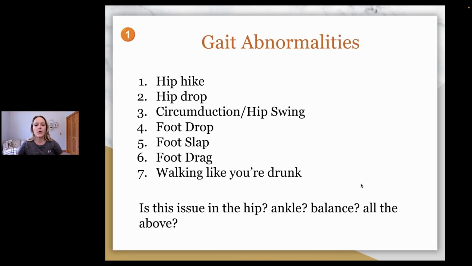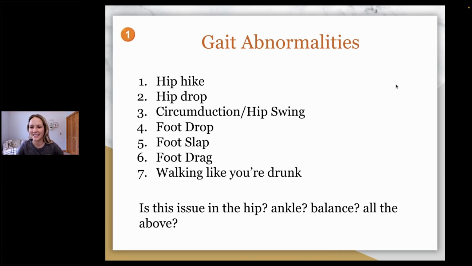Okay. So there's lots of different gait abnormalities that are common in MS. We're going to talk about 7. And so what we're going to do is go through each of these 7 on the next 7 slides and discuss what the issue is and things that we might be able to do to help. But I'm curious, as you look at this list, is there anything that you know that you have? And I saw at least 1 or 2 people already mention hip hike, but just looking at this list, do you know if you have hip hike, hip drop, circumduction or hip swing, foot drop, foot slap, foot drag, or walking like you're drunk? Let me know in that chat.